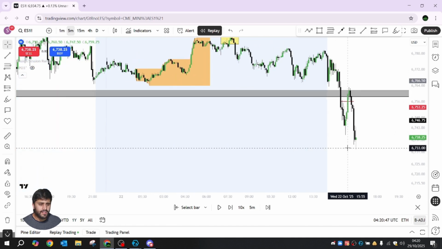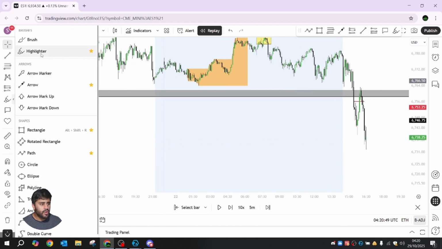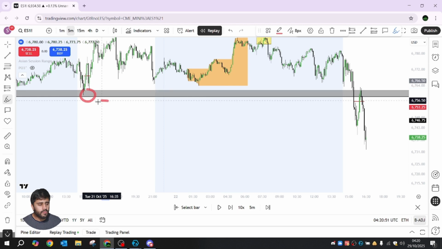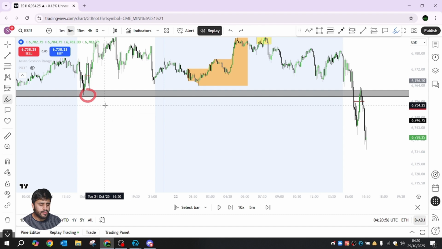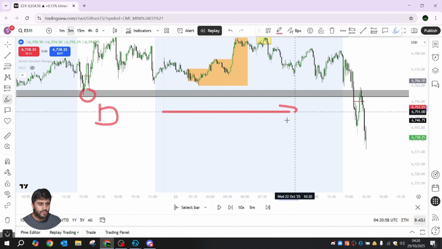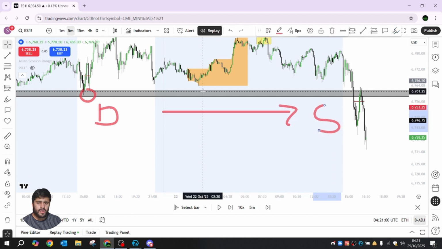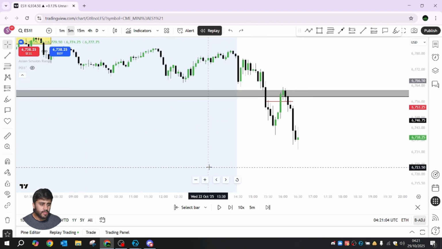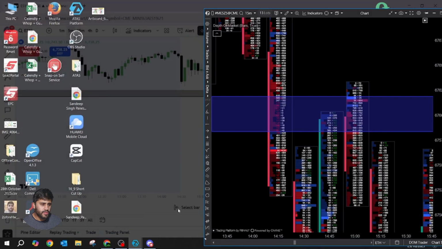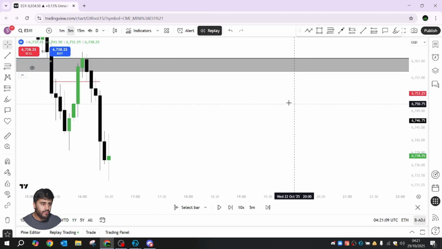The mechanics of the move was super interesting. What we had was a flip from demand to supply. And we can see that via the footprint charts, right? The footprint charts are the lifeblood behind this. So the footprint charts, again, show us our confirmation.